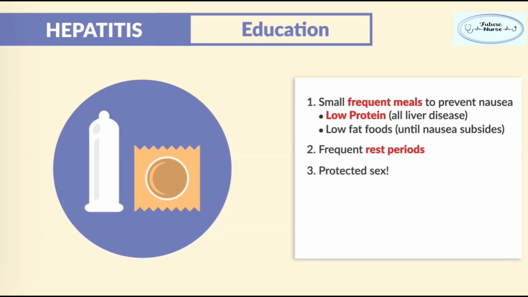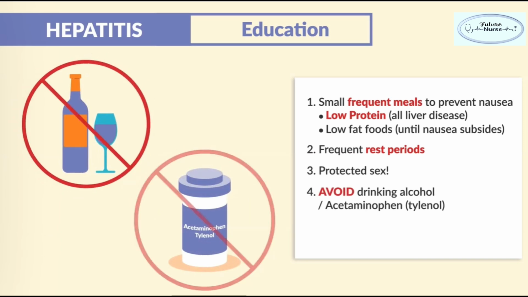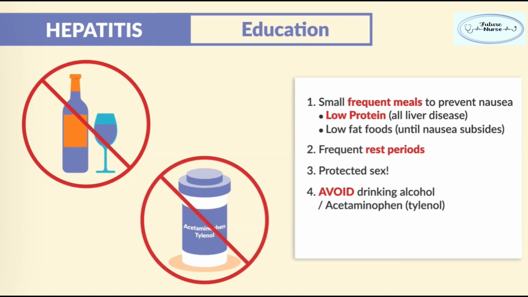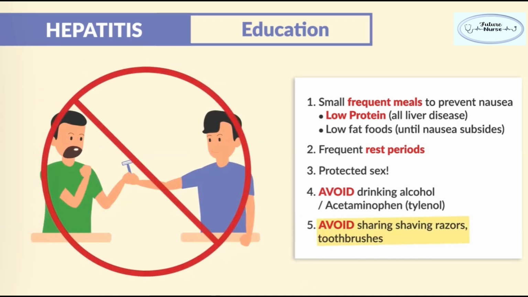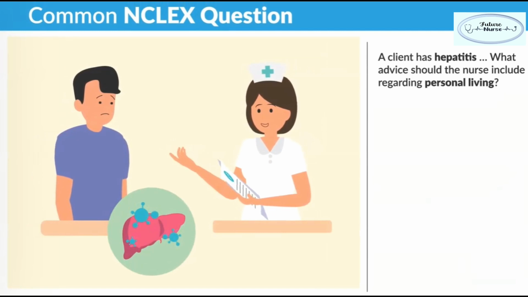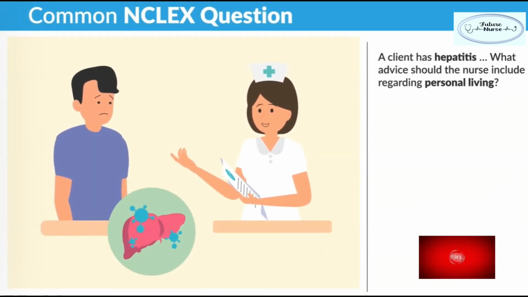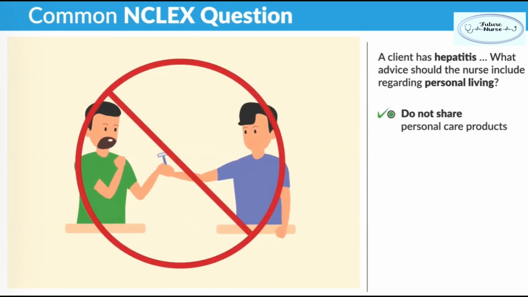Obviously, it depends on which type of hepatitis, specifically B and C. And option 4 and 5, we're avoiding drinking alcohol, as well as acetaminophen, that Tylenol, since acetaminophen and alcohol are very harmful to the liver. And number 5, we want to avoid sharing, key term, shaving razors, as well as toothbrushes. So just think body fluids there. So a common exam question talks about a client who has hepatitis. What advice should the nurse include regarding personal living? And the answer typically is do not share personal care products.